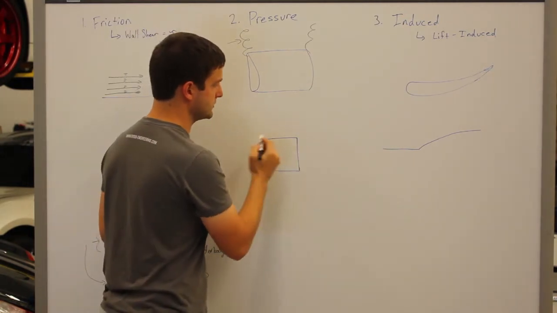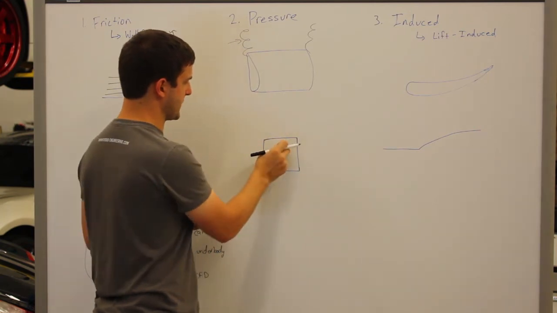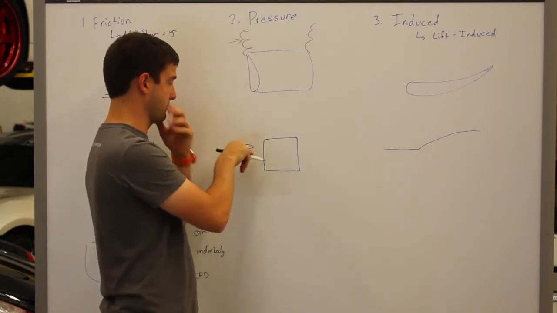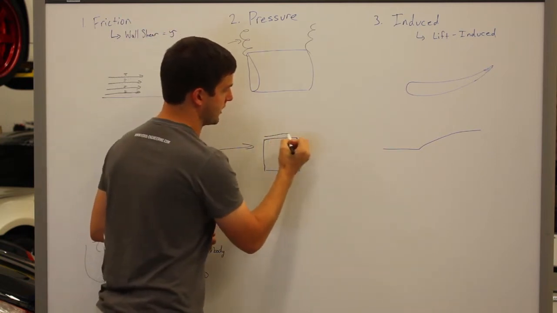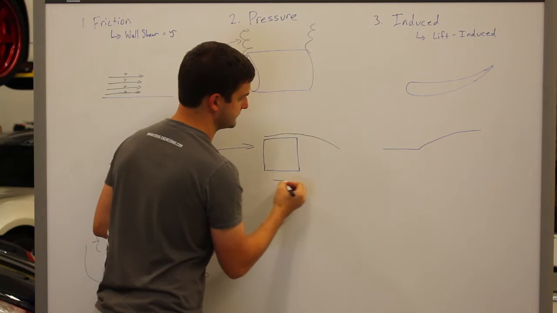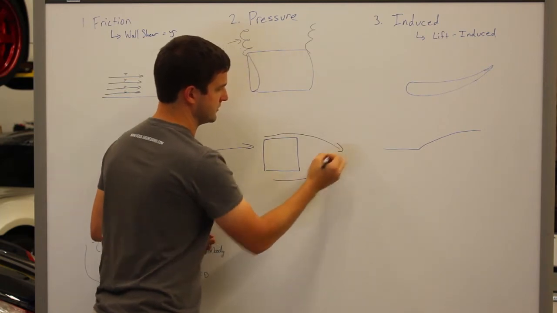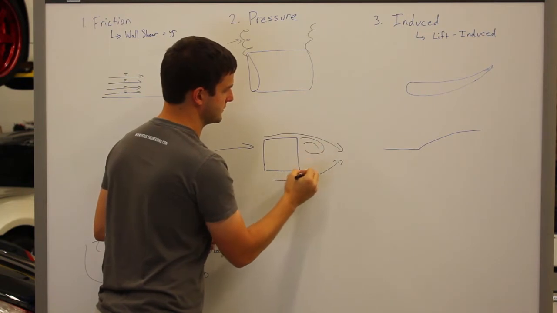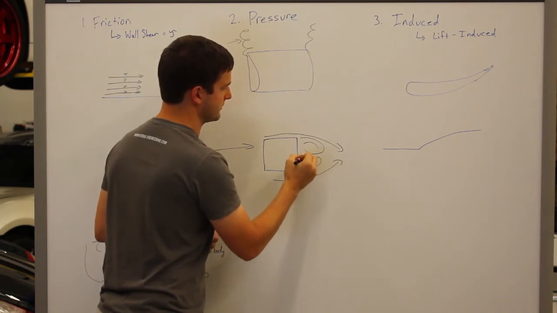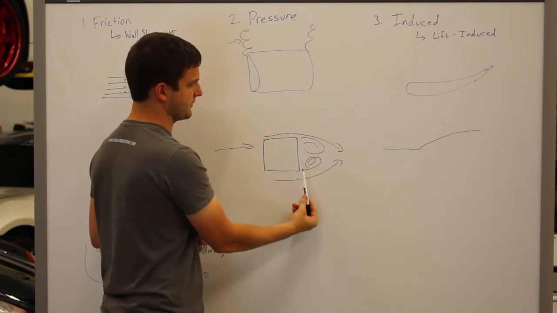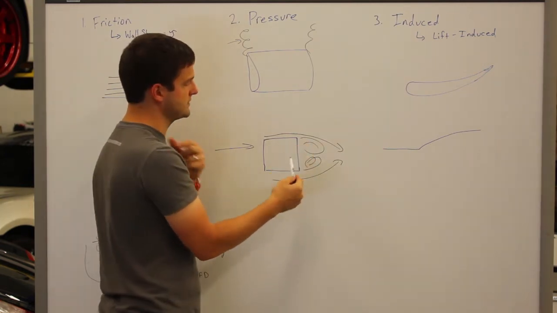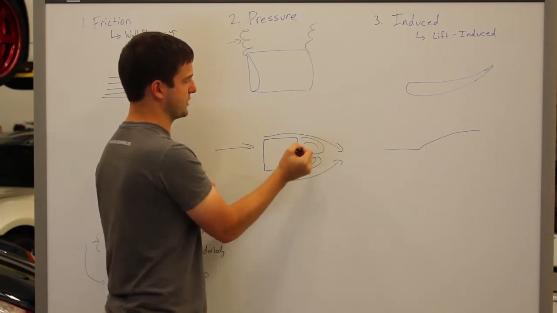Another way to view it is, say this is a box or some square with velocity flowing this way. You will get airflow that comes off like this, and then some that basically turns up like this. This is called a dead water region. You have basically dead air that circulates behind. This is also pressure drag.